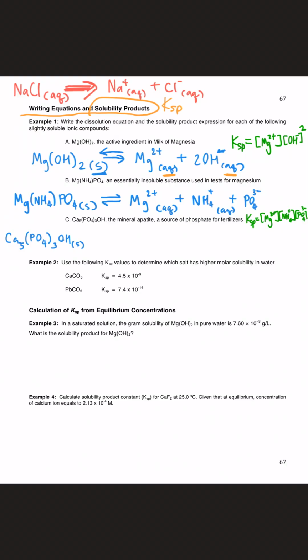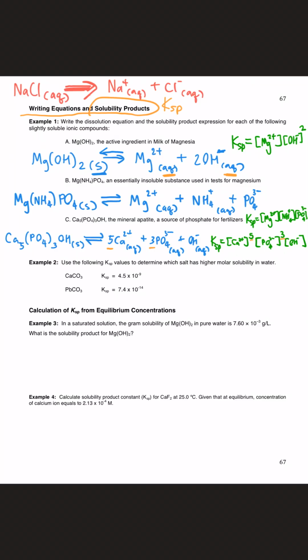Do the same thing for the next ionic compound. You need to dissociate this ionic compound into its constituent ions, which are 5 calcium ions plus 3 phosphate ions plus 1 hydroxide ion. The Ksp for this would be the concentration of calcium ions multiplied by the concentration of phosphate ions and multiplied by the concentration of hydroxide ions. And you need to take the coefficients into account by raising them as exponents.